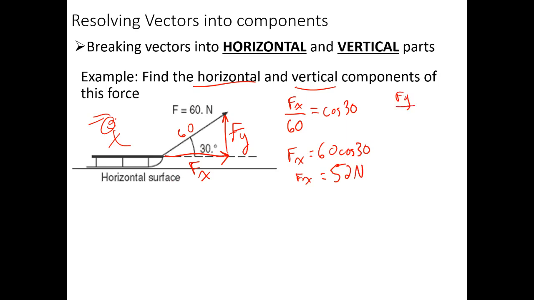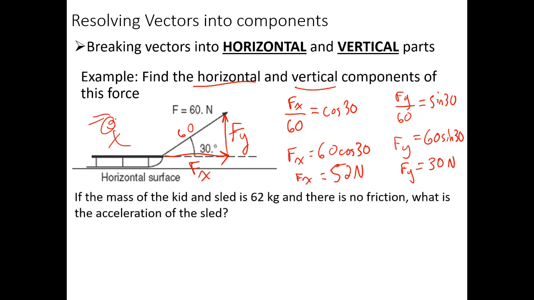Conversely, in the y direction, if I do Fy over 60, that is my opposite side over the hypotenuse, which is the sine of 30 degrees. Again, we'll multiply both sides by 60 to find that the y component of this force is 30 newtons. The whole reason that we do that for questions like this is to answer a question like the one on your screen. If the mass of the kid and sled is 62 kilograms and there is no friction, what is the acceleration of the sled?